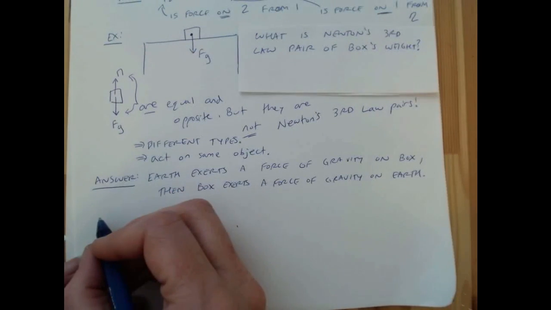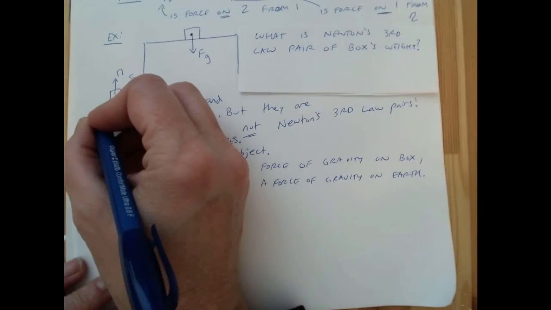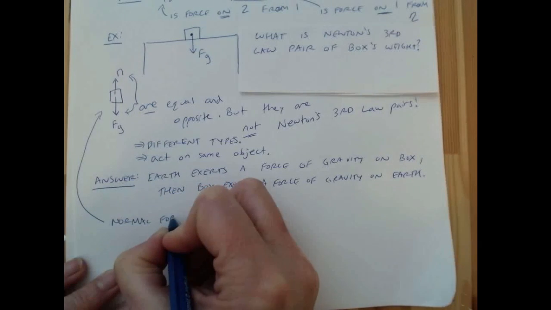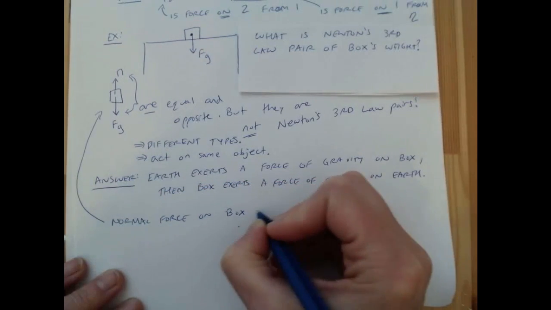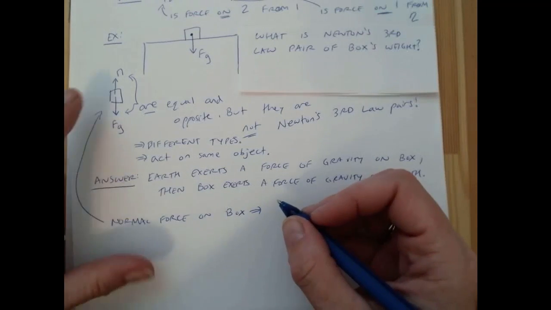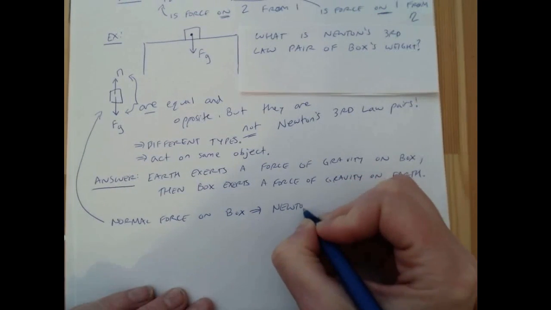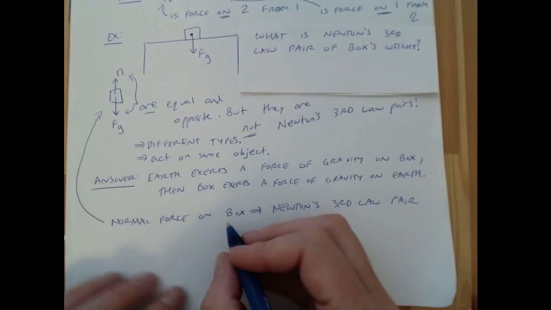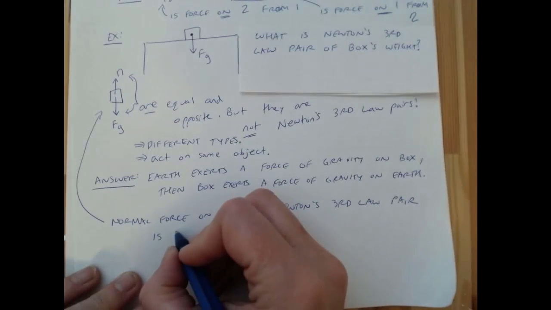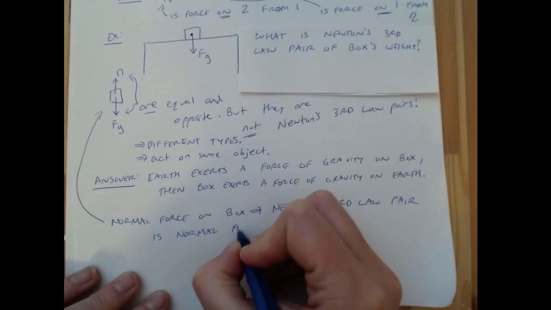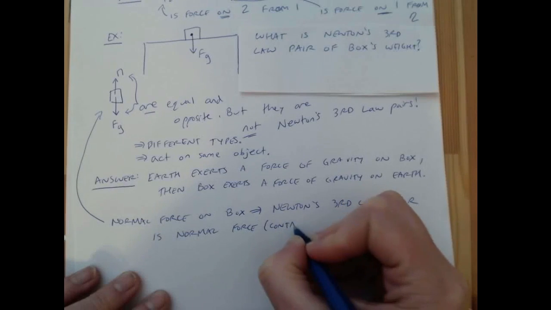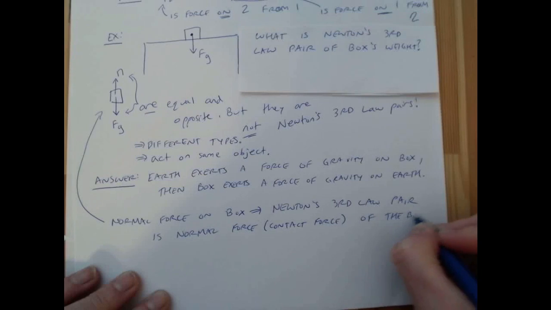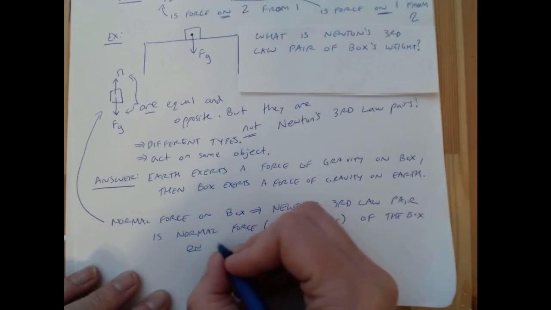Another example related to our box on the table is that if we look at the normal force on the box, we can wonder what the Newton's third law pair of that is. And we can decide that the Newton's third law pair of the normal force is also a normal force, which remember is just a contact force, of the box on the table.